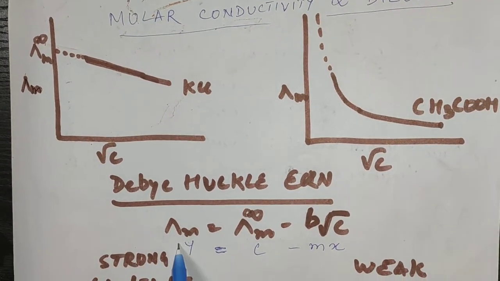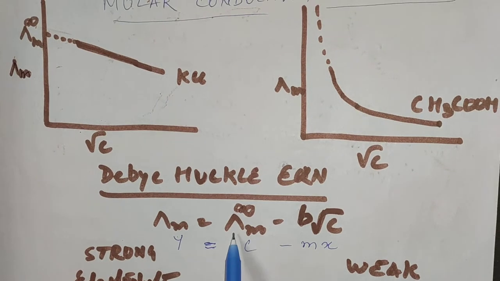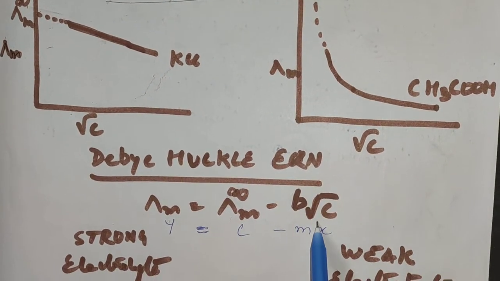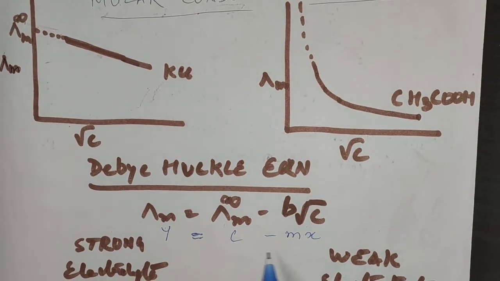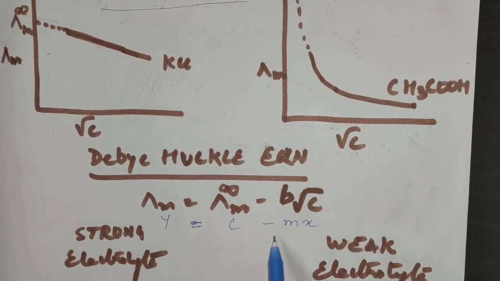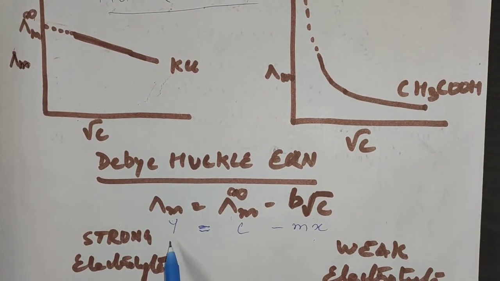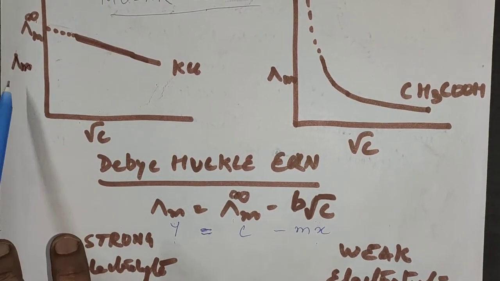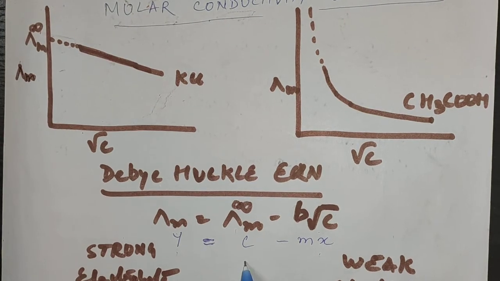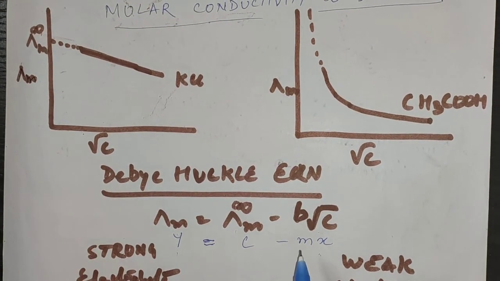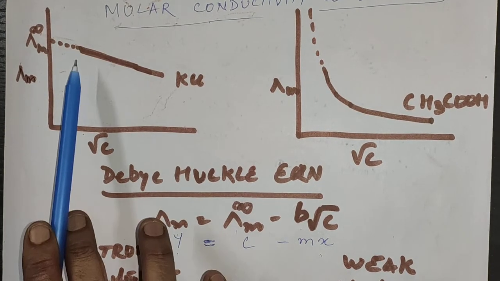The Debye-Huckel equation is lambda m, which is molar conductivity, equals lambda m infinity, which you don't know right now, minus b root c. Now you're seeing this equation is something like y equals c minus mx. That is the equation of a straight line, in which the y-axis is molar conductivity. Root c is on the x-axis, and b is my slope, and it is a negative slope.